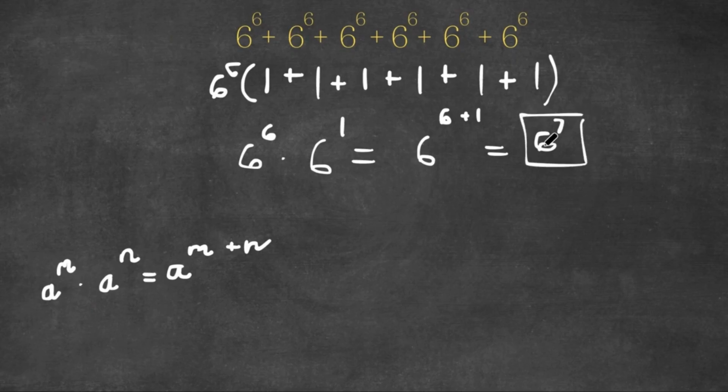Now, an easier way to do it is, instead of factoring out 6 to the power of 6 in the beginning, well, you can already see that there are six 6 to the power of 6's, right? So that would just be 6 to the power of 6 times 6. And then 6 to the power of 6 times 6 to the power of 1, well, we already did this. This would be 6 to the power of 7. So that's just a faster way of doing it instead of factoring it and doing all of that.